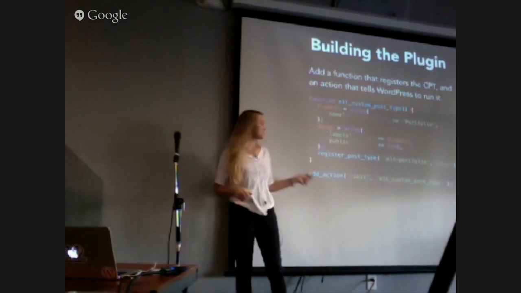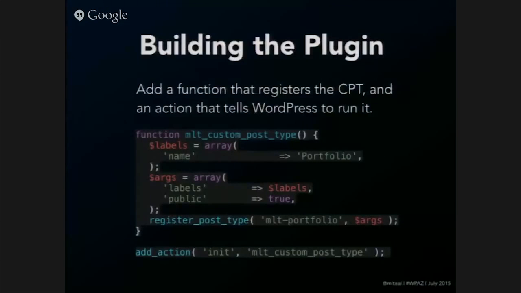And finally, we're using add action. And in the add action, we're saying, hey, WordPress, by the way, I want to make sure you know that you need to execute this. So we're saying add action when WordPress is doing its initialization, init. Okay, so add action init. And then we're saying, hey, we want you to reference this function that we just wrote. So add action init, and then reference this MLT custom post type function that we've created.